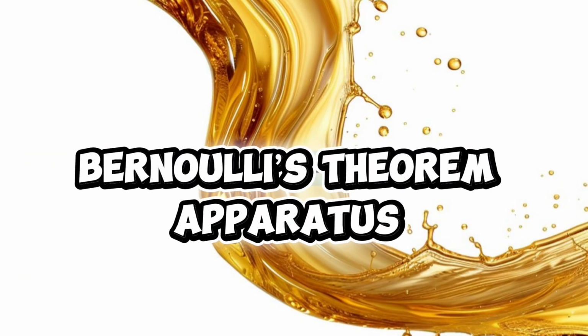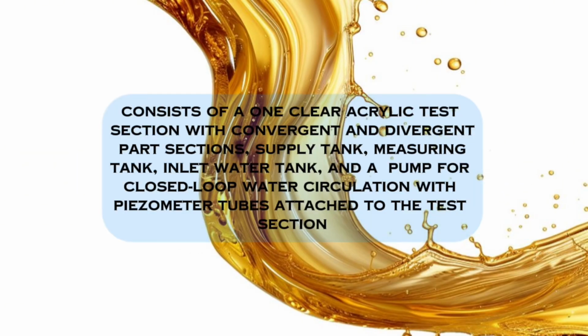Bernoulli's theorem apparatus consists of one clear acrylic test section with convergent and divergent sections, supply tank, measuring tank, inlet water tank, and a pump for closed-loop water circulation with piezometer tubes attached to the test section.